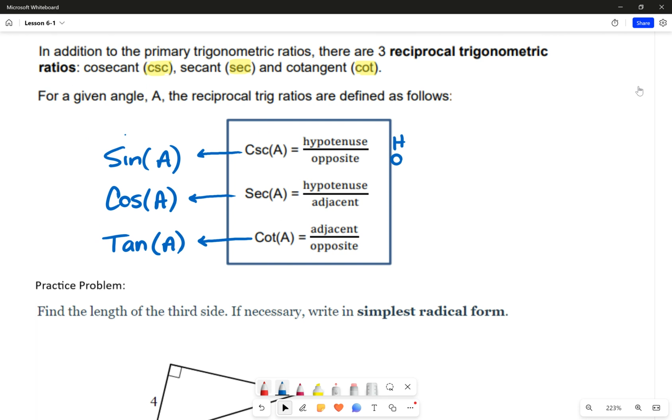One thing I pointed out to students is notice this. Sine starts with an S, so its reciprocal starts with a C. And if this one starts with a C, its reciprocal starts with an S. And tangent and cotangent, well, those are just obvious because they have the letter T in them. So sine's reciprocal is cosecant, cosine's reciprocal is secant, and tangent's reciprocal is cotangent. So if you already know the first three, you automatically know the next three, okay?